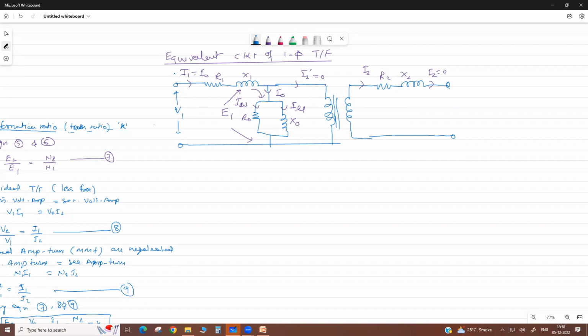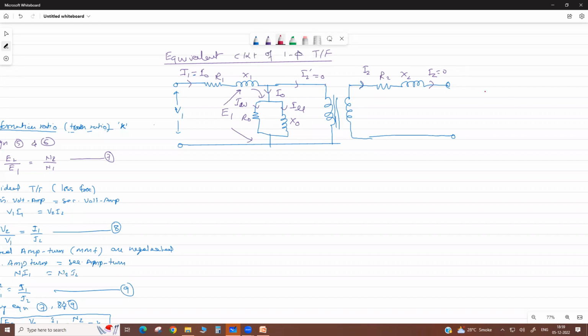I naught is not 0 here. I2 dash is 0 because the load current is 0. As we put a load on the secondary, the primary current increases by this factor. But if there is no load, this is 0. At no load the transformer draws only the no load current. That is why there is a difference between no load and full load conditions.